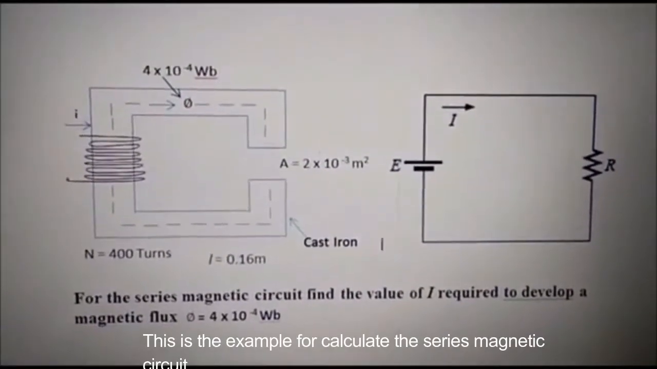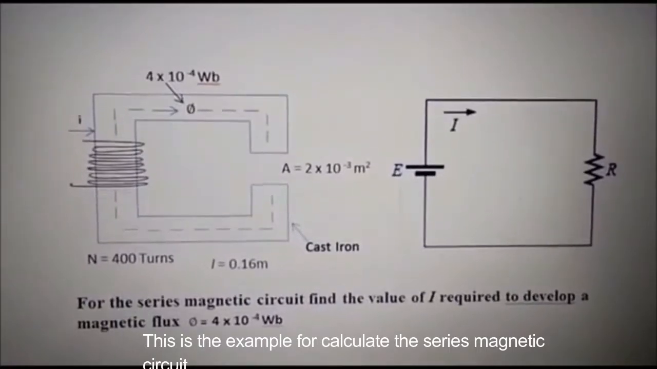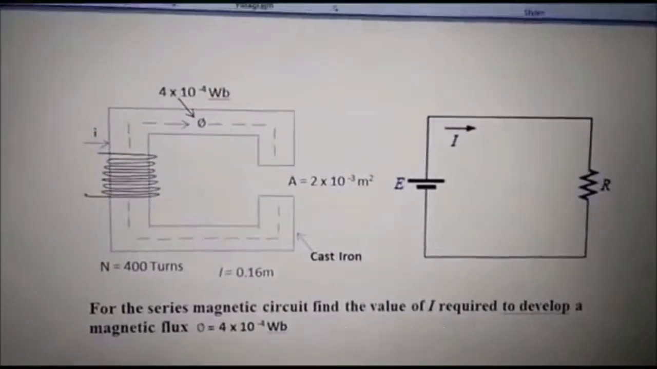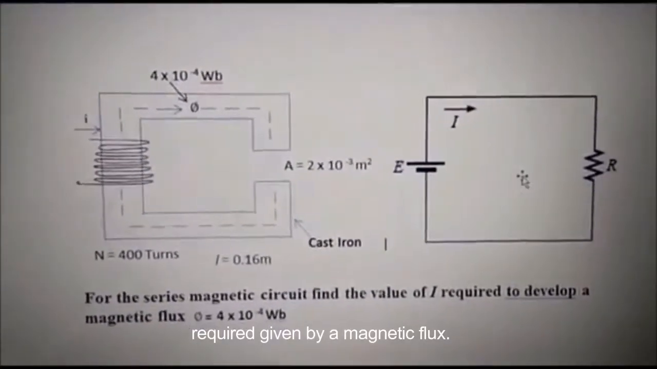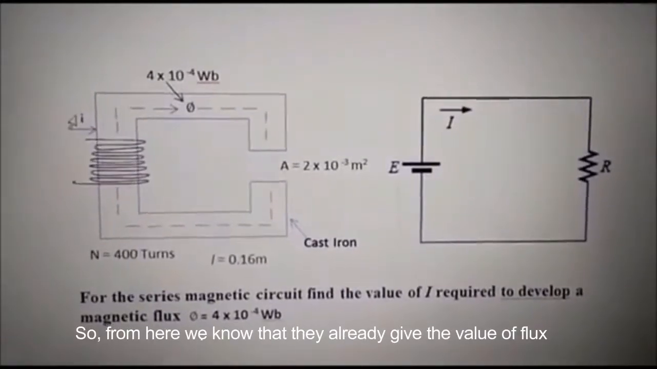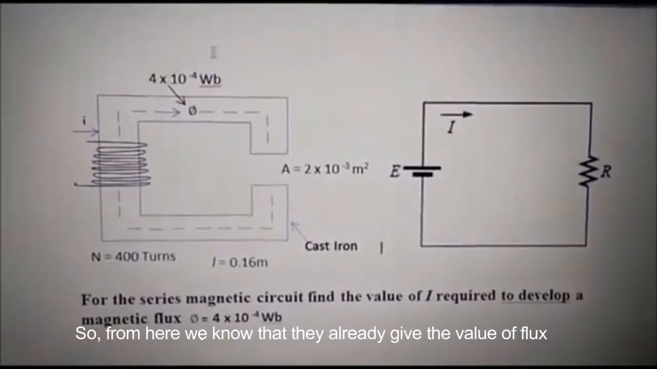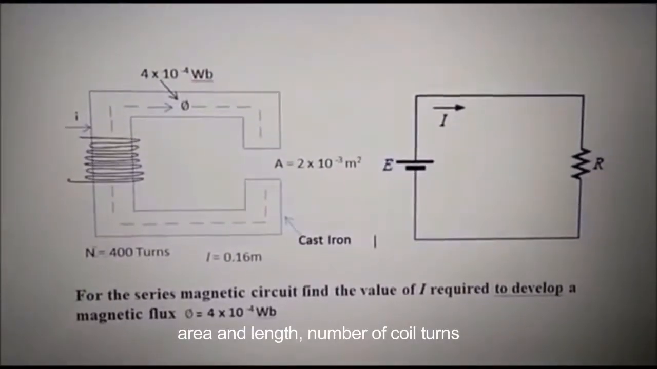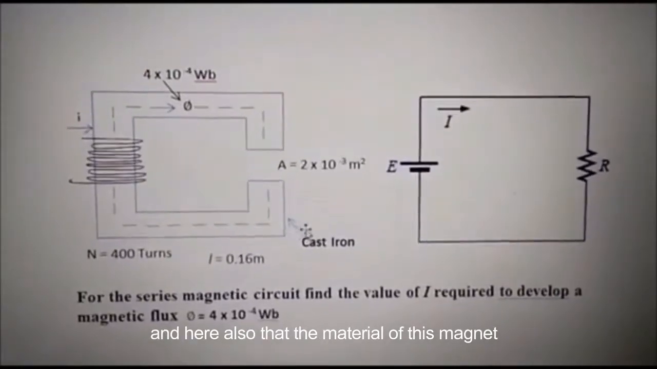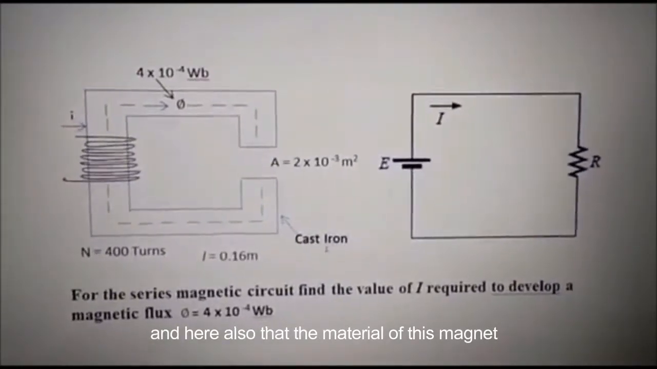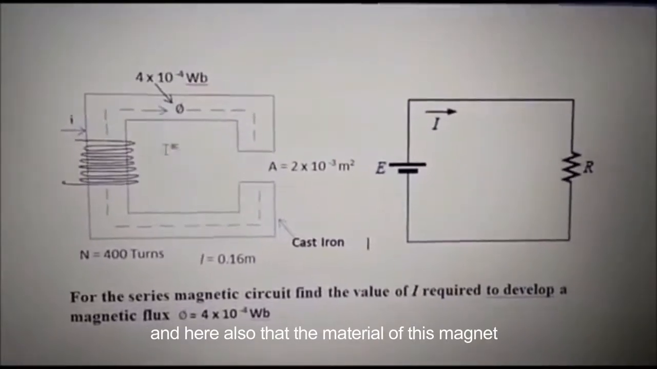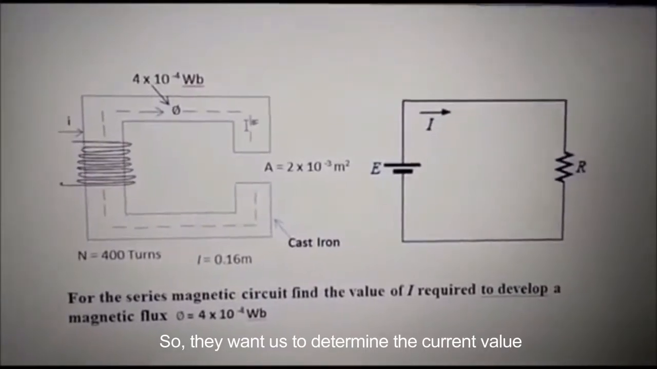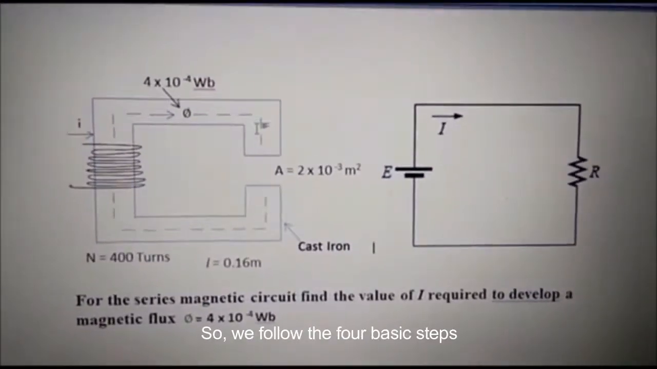This is an example of calculating the series magnetic circuit. From the question, we know they want us to find the value of current required to develop a magnetic flux. They already give the value of flux, area, length, and number of coil turns, and we also know the material of this magnet. So they want us to find the current value. We will follow the four basic steps.